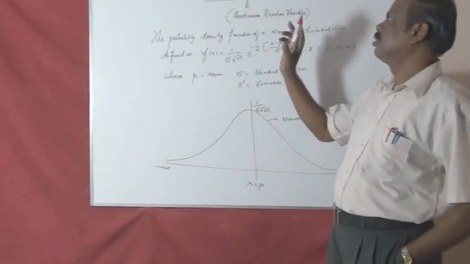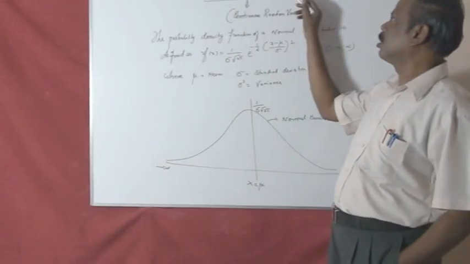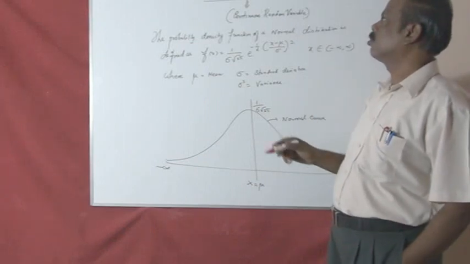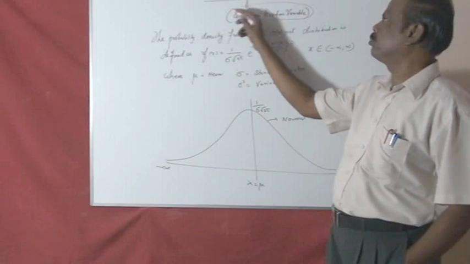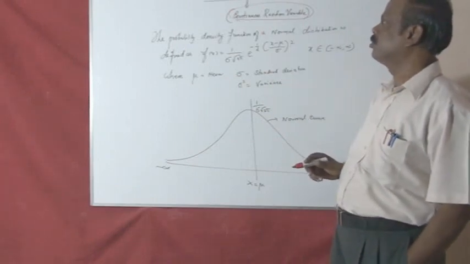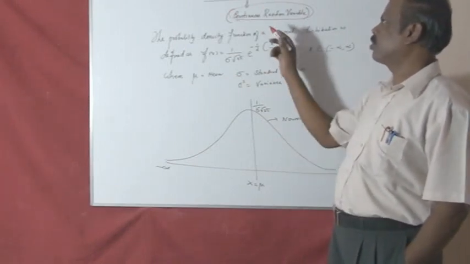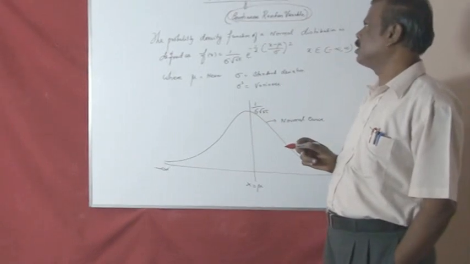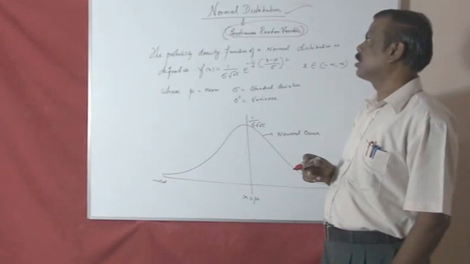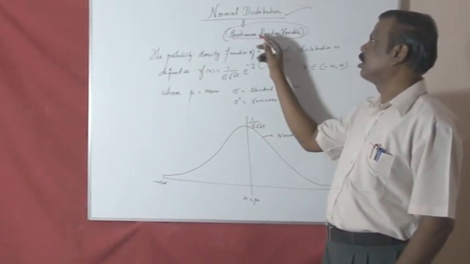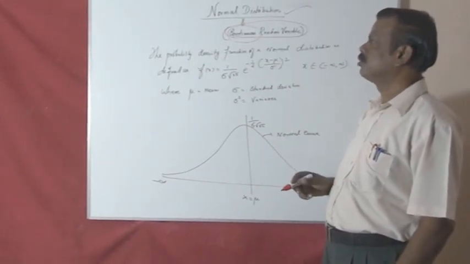Move on to the third distribution, that is called normal distribution. So normal distribution is nothing but a continuous random variable. It is based on continuous random variable. The previous distributions we discussed, the binomial and Poisson, are based on the discrete random variable, whereas the normal distribution is based on continuous random variable.